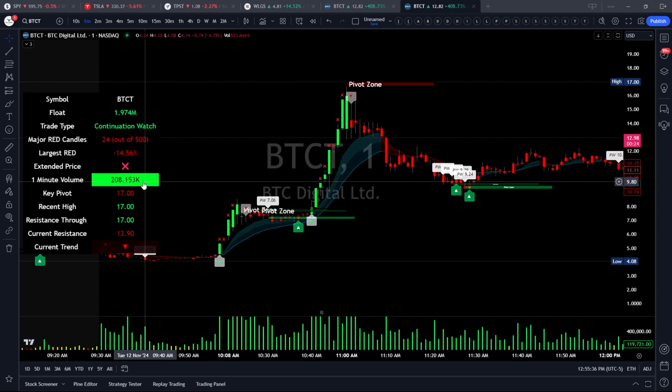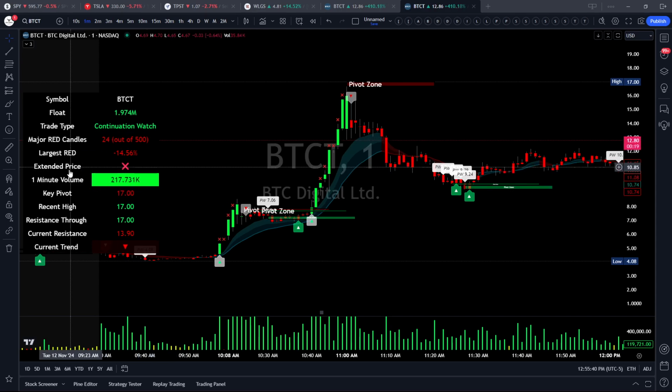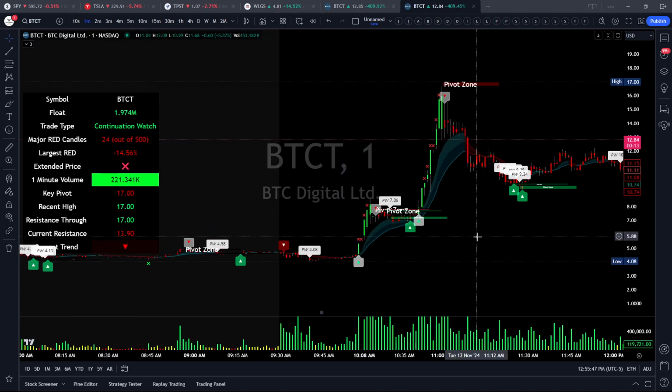So something we want to consider and maybe adjust the size, knowing that this is a red flag, right? That's one of our red flags. Is the current price extended? Right now it is not. What's the 1 minute volume? The key pivot right now is $17. But let's rewind this. Let's take a look at this.